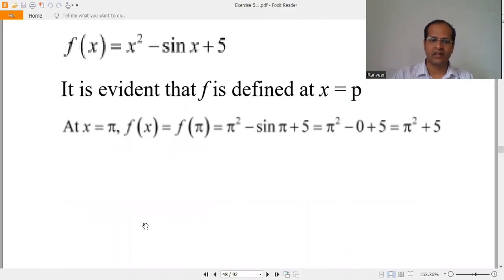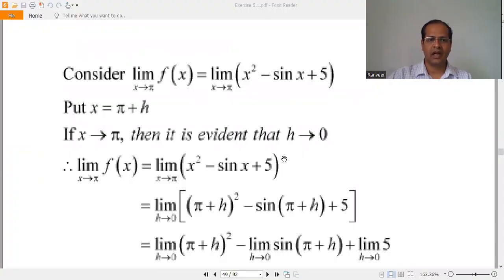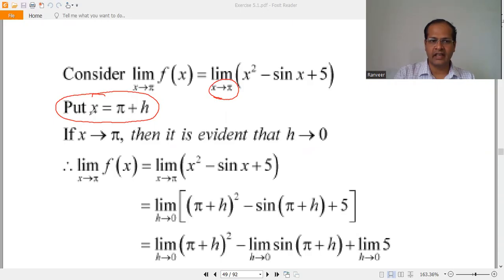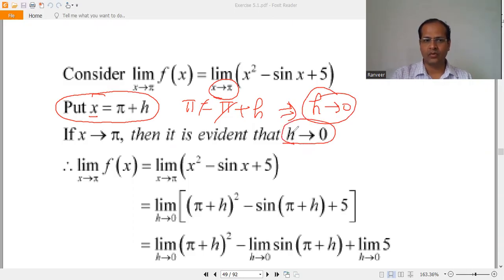So if we check x equal to pi, the value of f(x) is nothing but f of pi. So this is pi square plus 5. After that, we want to check x tending to pi. For that, we have to substitute x equal to pi plus h. So x tending to pi means h tending to 0.